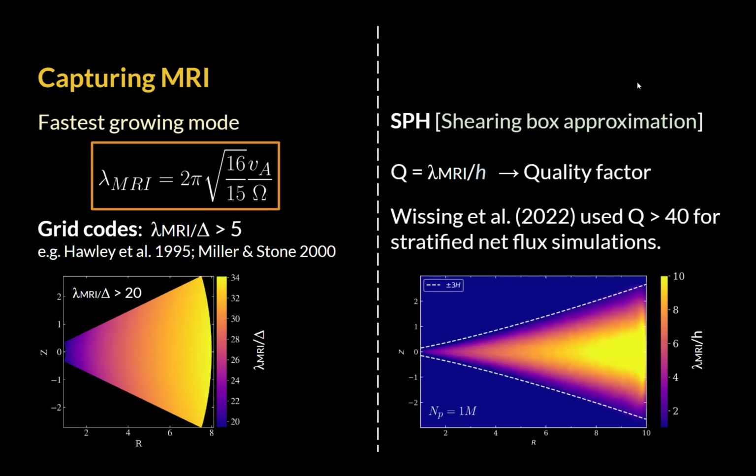And for SPH, well, there are not many works there to compare with. So we took from local simulations this quality factor, the wavelength of the MRI growing mode, and H is the smoothing length of each particle. And as you see here in the simulation of 1 million particles, that value goes between 2 and 10. So that's one of the problems that we are facing now, the resolution.